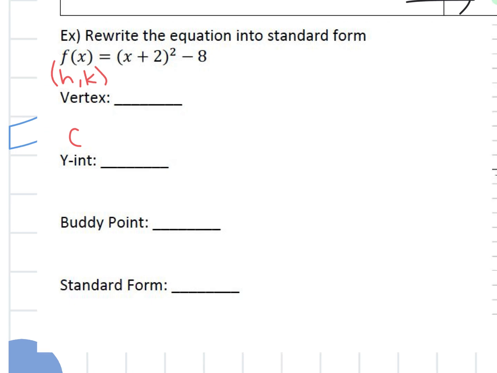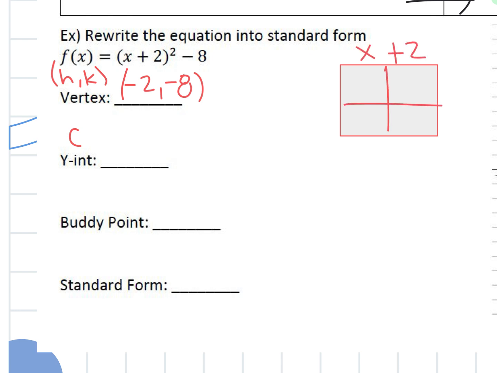So we're going to go ahead and pull out that vertex, inside's lie, -2, -8. That's the beauty of vertex form. Okay, and then we can do our box and expand like we've been doing. So we're going to say x plus 2 times x plus 2. What do we get when we do that? X times x is x squared, 2x and 2x and 4.